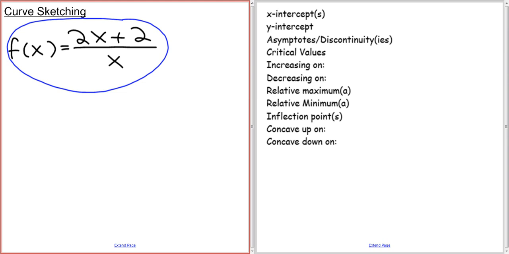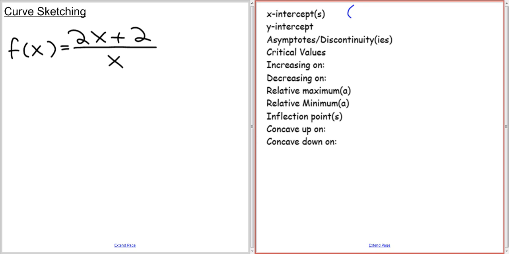So we start with just looking at the normal graph and figuring out what we know about it. I'm going to start by listing what you're going to do for each of these things. For the x-intercept, that's when the y is set equal to 0, so that's going to be something comma 0. And the y-intercept is when the x is set equal to 0, so that's going to be 0 comma something.